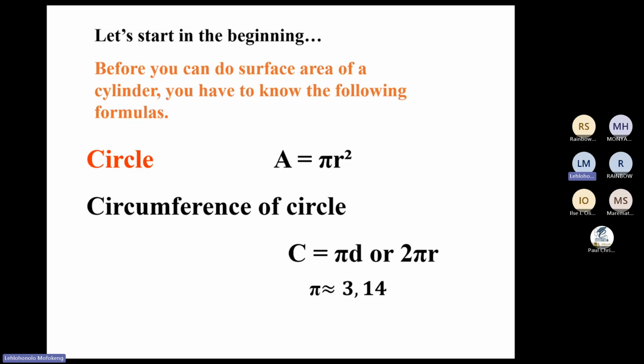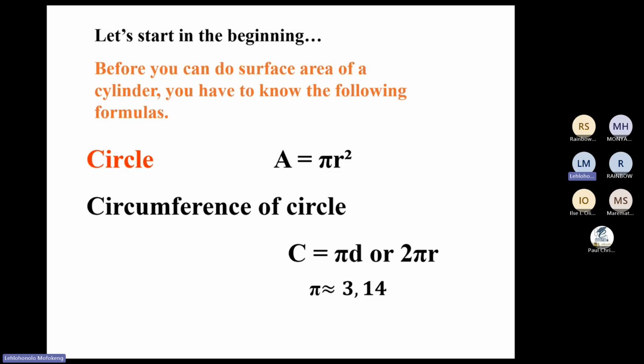Right, so let's start in the beginning. Before you can do the surface area of a cylinder, you have to know the following formulas. One, we have to know the formula to calculate the area of a circle. The area of a circle is calculated by multiplying pi with the radius squared.